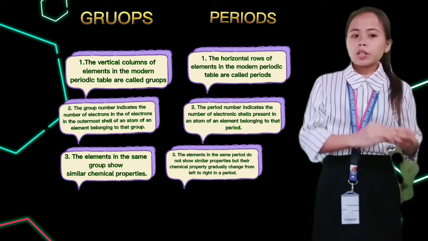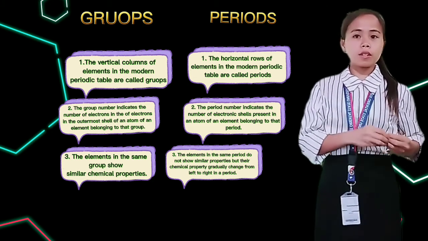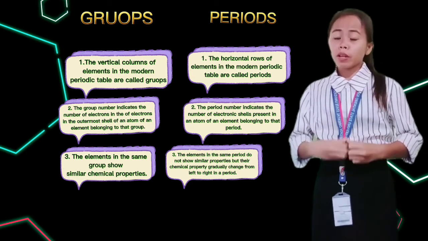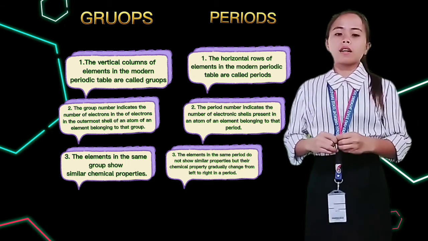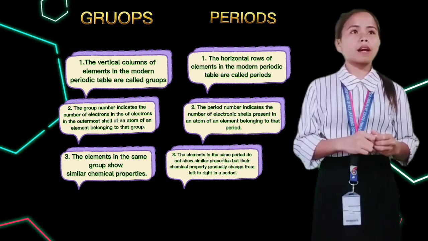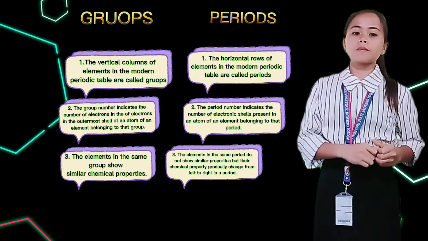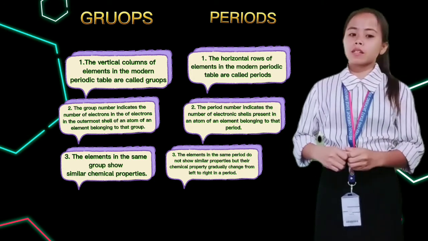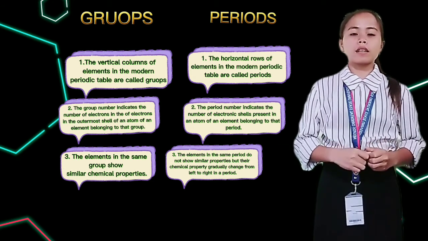The period number indicates the number of electronic shells present in an atom of an element belonging to that period. The elements in the same group show similar chemical properties. The elements in the same period do not show similar properties; properties gradually change from left to right in a period.